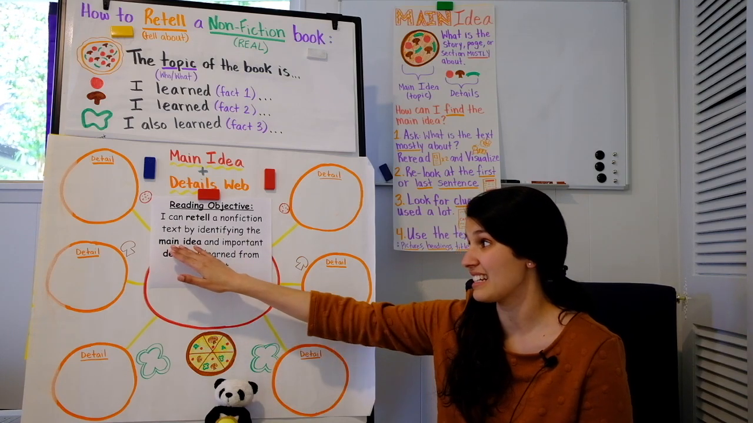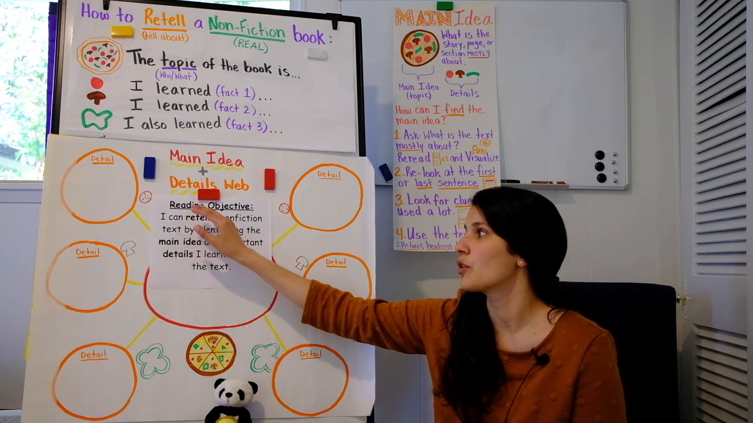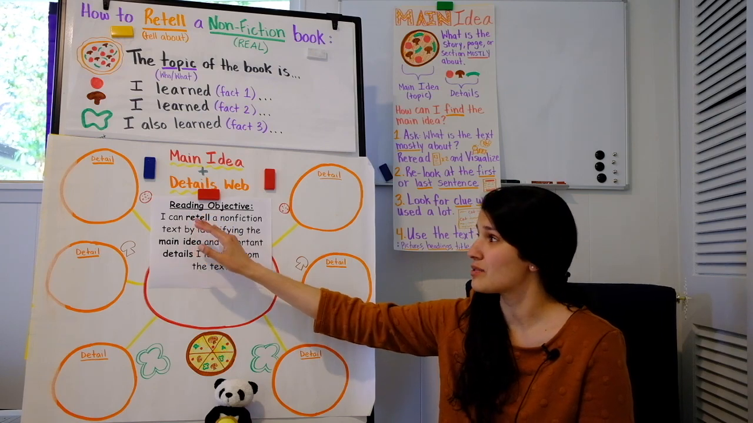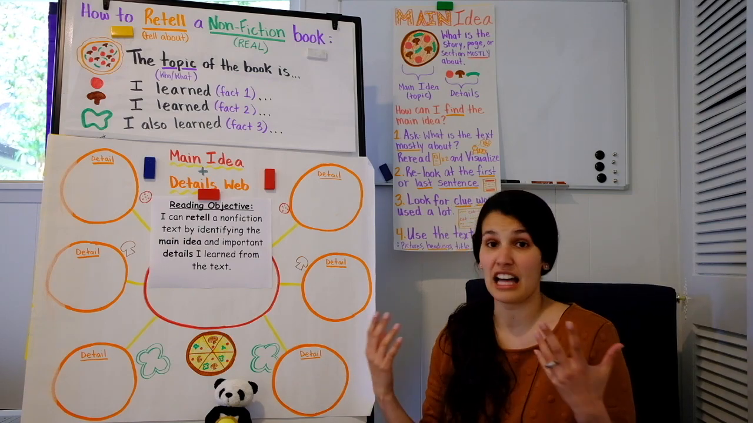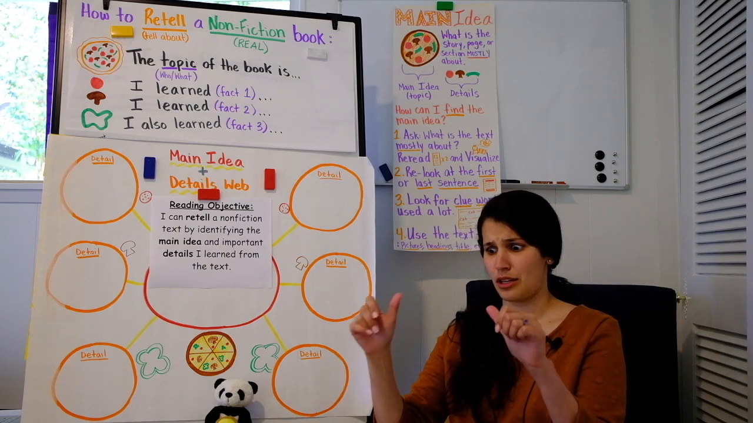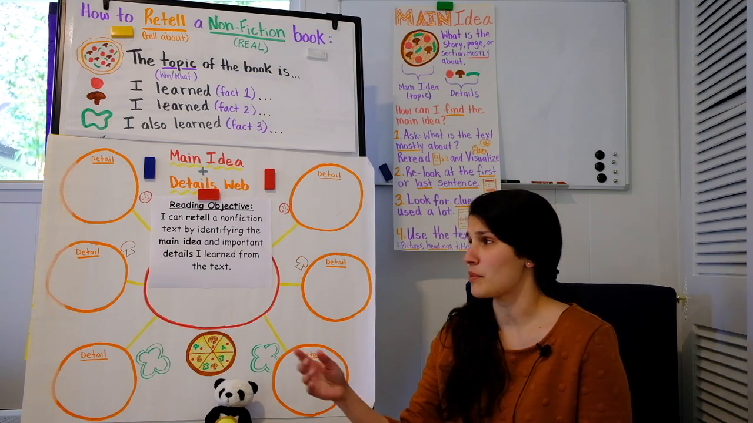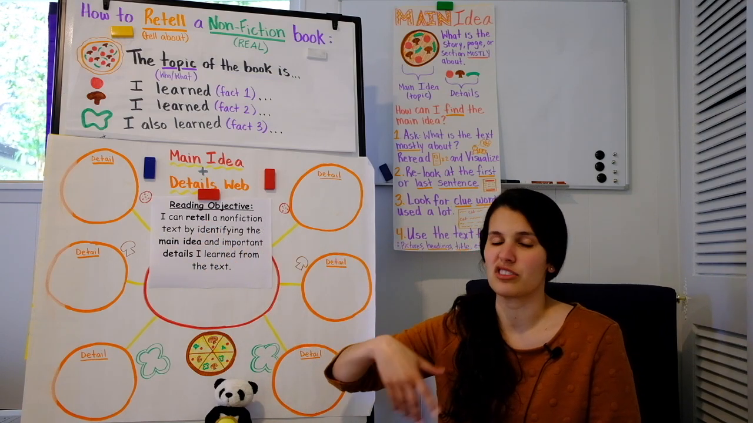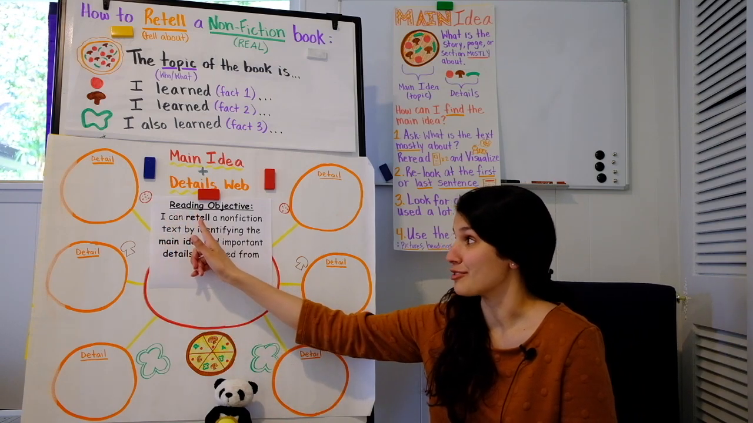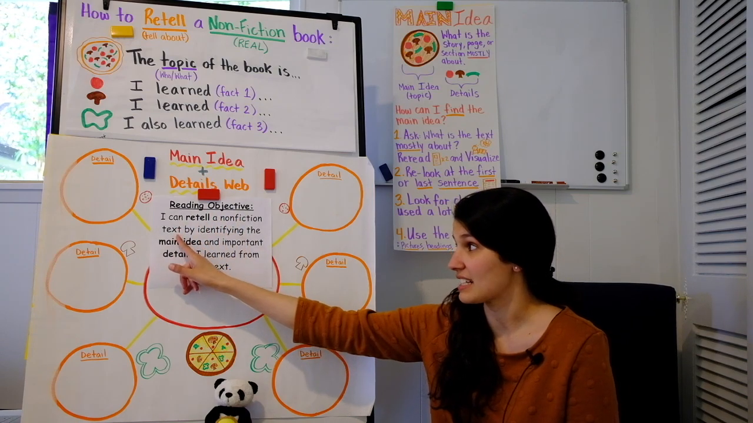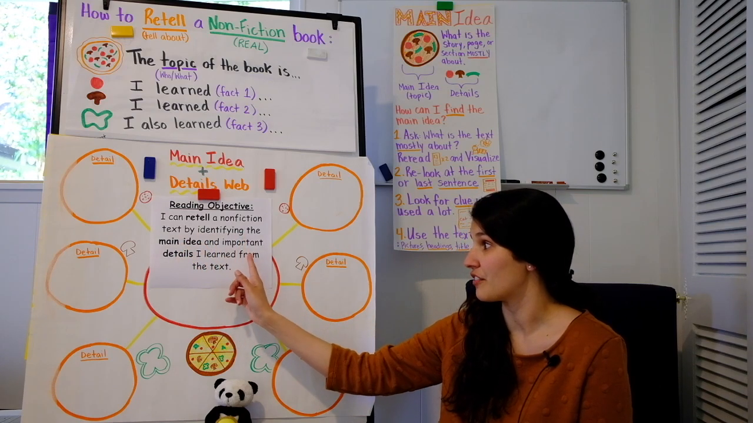Now remember, we're finding the main idea and the details because that's what helps us retell a nonfiction text. And it's really important that you can do a strong retell, because it shows others, and shows you, that you're really understanding what you're reading when you can retell it in your own words. And remember, retell just means to tell about or to tell again. Okay, let's read it one more time together. I can retell a nonfiction text by identifying the main idea and important details I learned from the text.